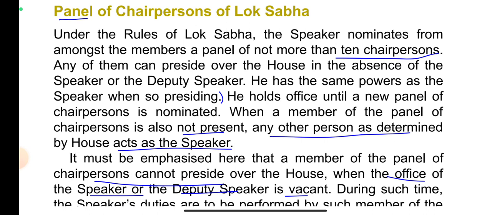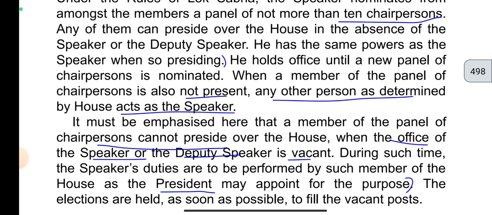When a member of the panel of chairpersons is also not present, any other person determined by the House acts as the Speaker. This is very complicated.